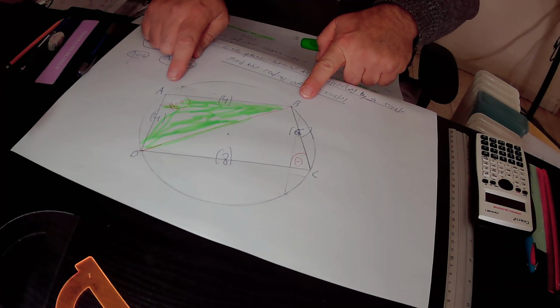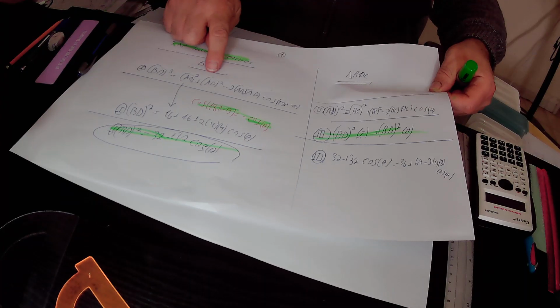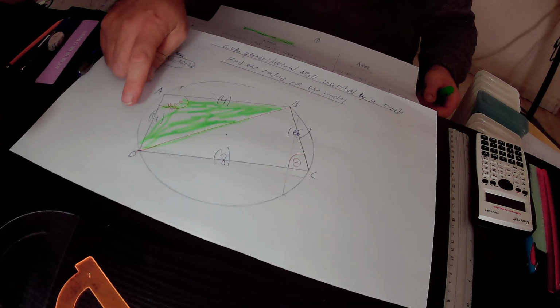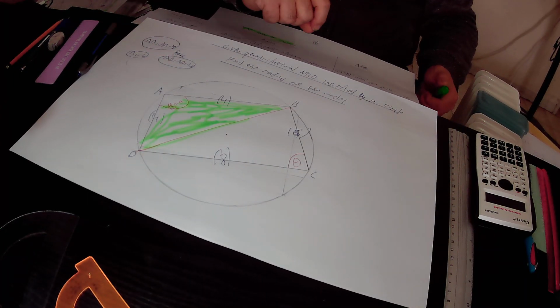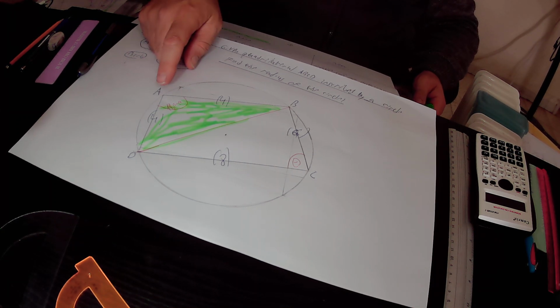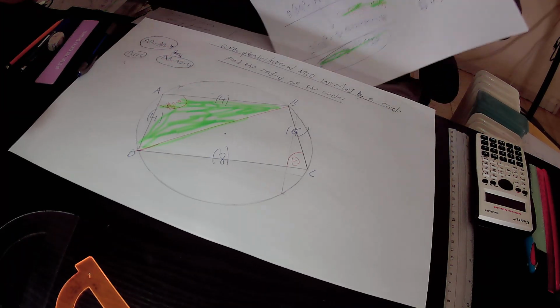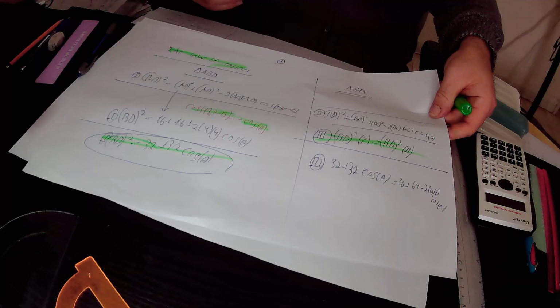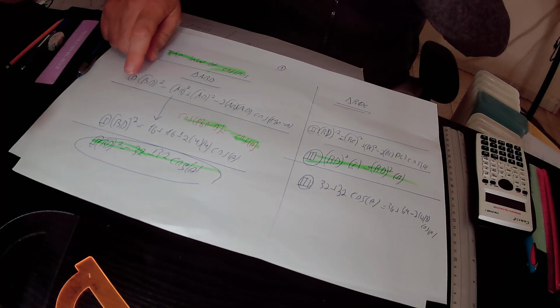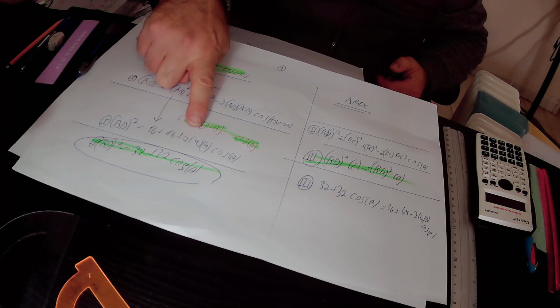AB is 4, therefore AB squared is 4 squared, this is 16, plus AD squared. AD is also 4, so AD squared is 4 squared, this is 16. Minus 2 times AB, that is 4, times AD, also 4, times cosine of (180° minus theta), which equals minus cosine theta. So then we found out that BD squared equals 16 plus 16 plus 2 times 4 times 4 times cosine theta.